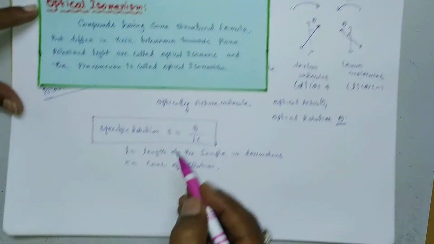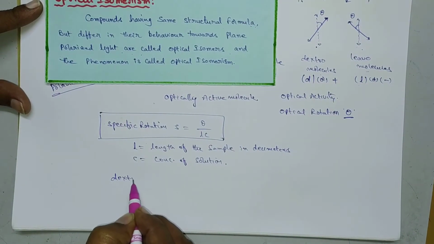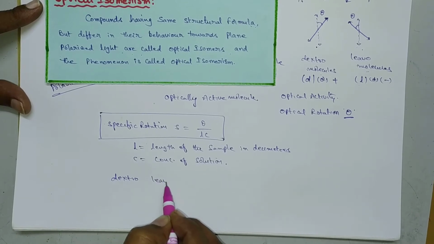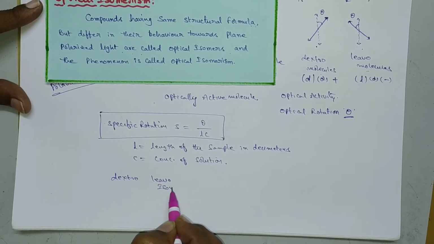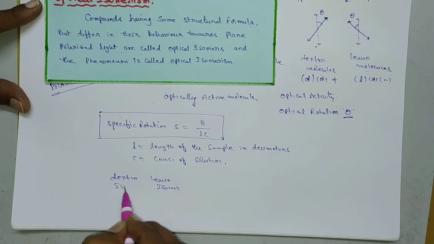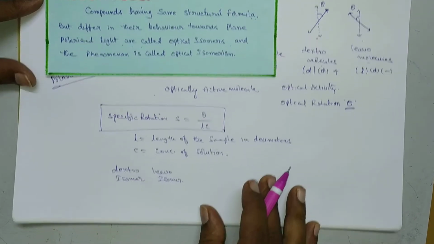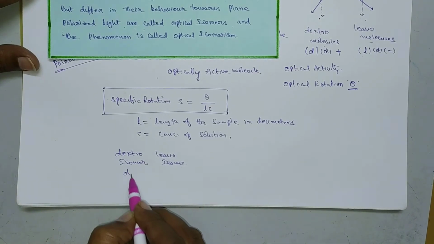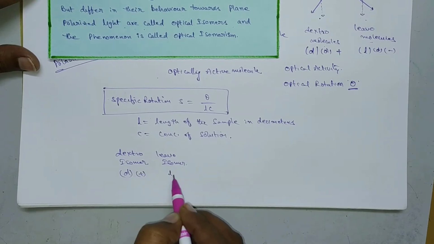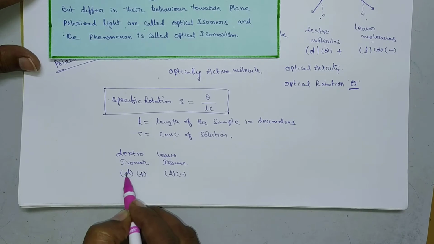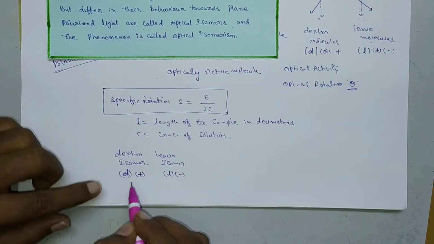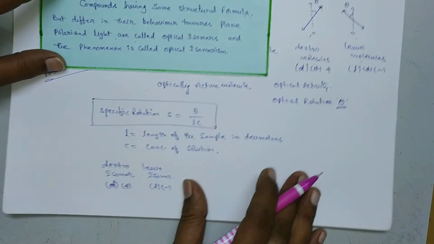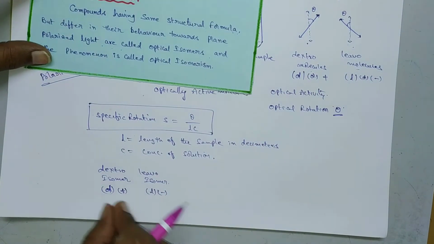So one is the dextro isomer, the other one is the levo isomer. Okay, clear? Dextro isomer and levo isomer. Here the dextro isomer is represented by small d or plus, and levo is represented by small l or minus. Remember carefully, these are small letters, small d and small l. So the rotation is represented by small d and small l.